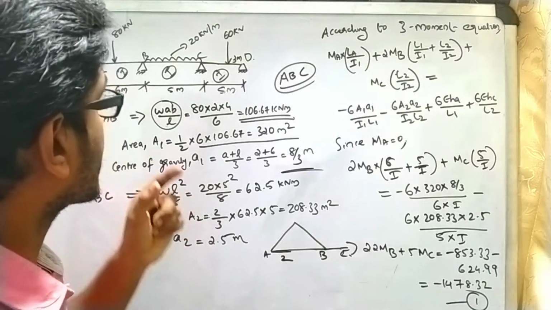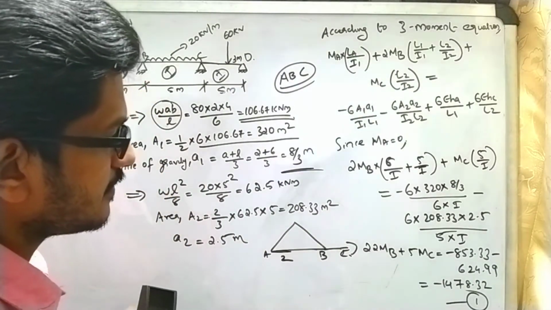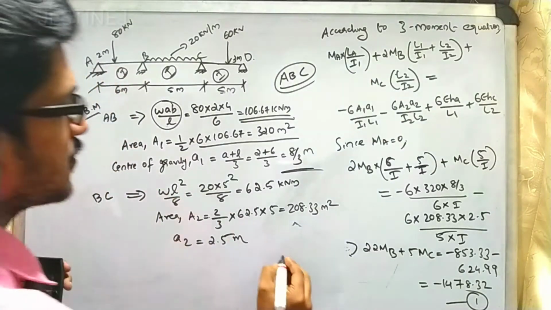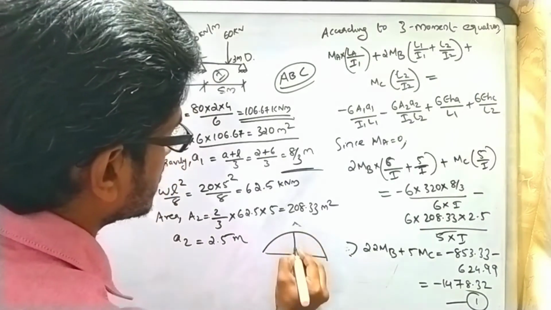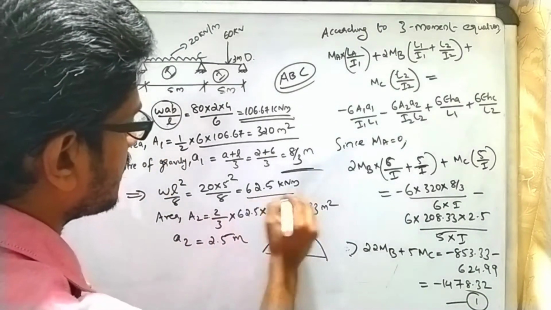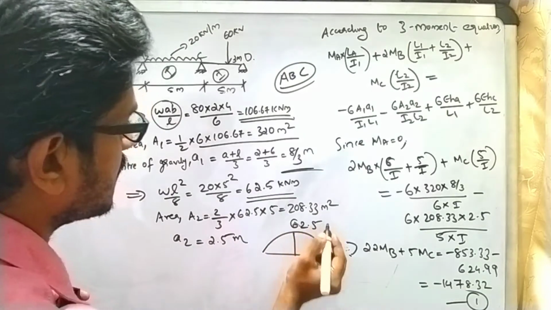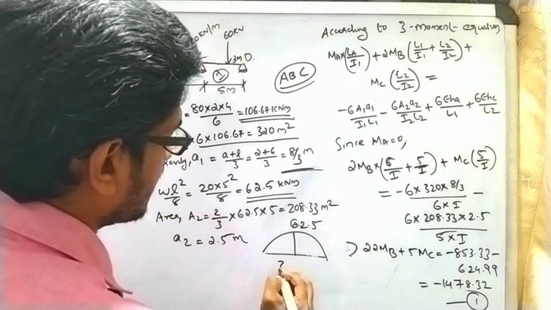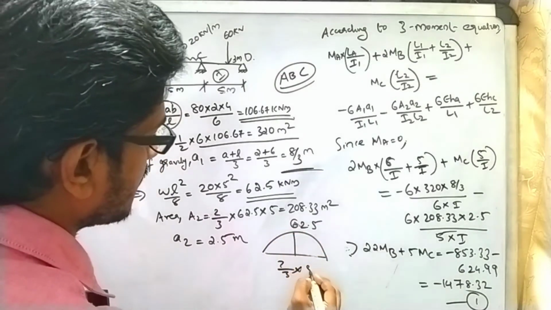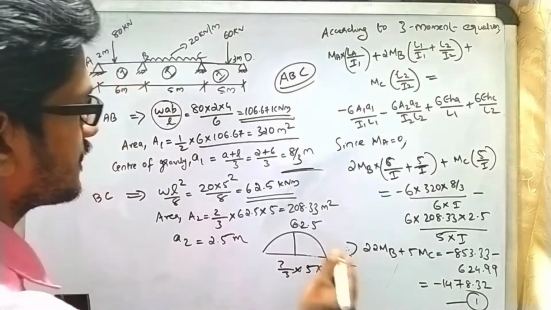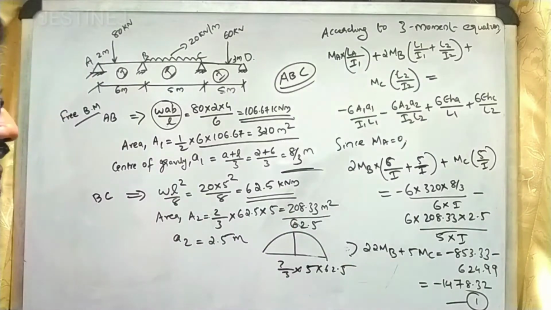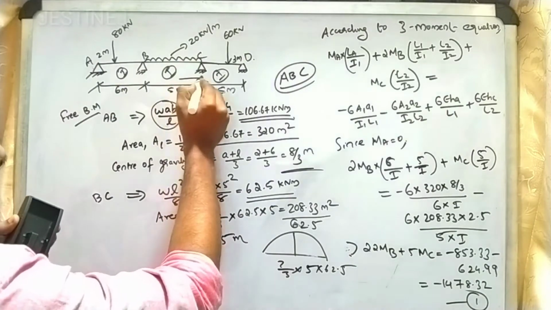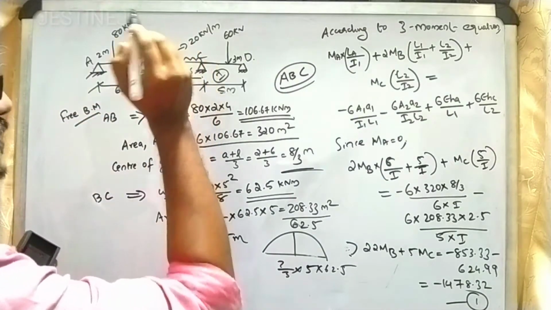When you are considering the BC portion, it is a parabola, so the value is going to be W L square by 8, and you finally get 62.5 kilonewton meter. Then the area value will be 2 by 3 multiplied by the span distance 5, then 62.5, and you finally get the value as 208.33. And the center of gravity distance for this case, you have to take from the support C, and it is going to be 2.5.